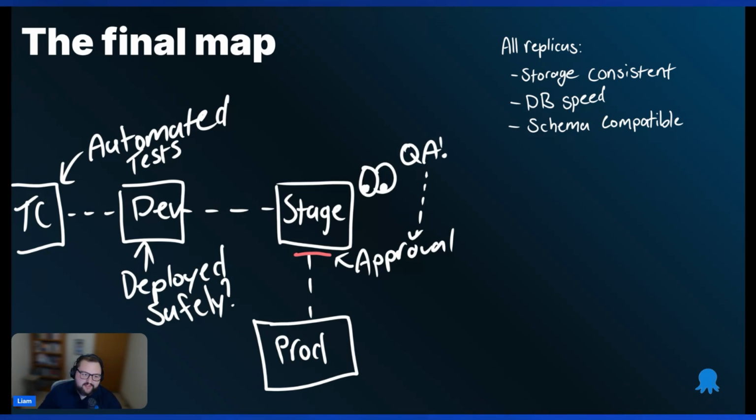Some of the limitations we had were that storage needed to be consistent for each replica, because we would store something in the database as essentially a file path and then pull it back out to push it to Slack, and it needed to be there. The database also needed to be pretty quick, just because we were dealing with real-time communication, and we needed the schema to be compatible if we were running multiple versions.